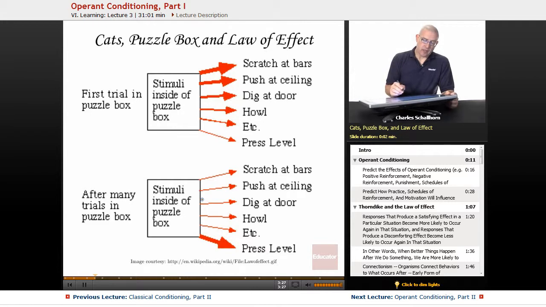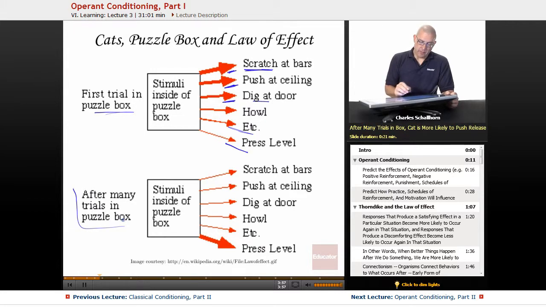Early on, in the first trial, what was the cat doing inside the puzzle box? Well, notice the size of the arrows here. Scratching at the bars, a lot of that. Pushing at the ceiling, a lot of that. Digging at the door, a lot of that. Howling, a little bit less, but still a fair amount. Lots of miscellaneous behaviors. And finally, pressing the lever. Once they press the lever, they're good to go and they can leave.